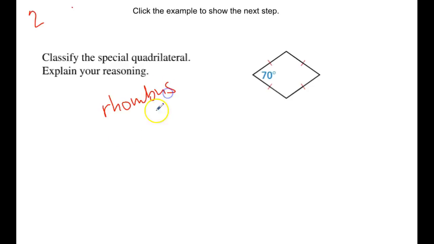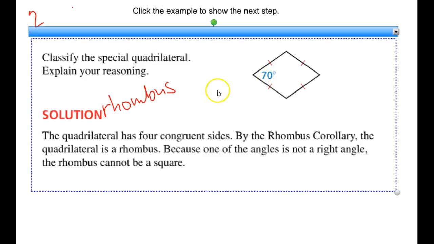But it could be a square, right? Because it's a specific square if all my angles are 90 degrees. Well, I see here that this one is not 90 degrees, so I know for sure that it's not going to be a square. So let's just see what they said in the book. So again, like we said, it has four congruent sides, so I know that it is a rhombus. And then I'm also told that one of the angles is not 90 degrees. So then I know it's definitely going to be a rhombus and not a square.